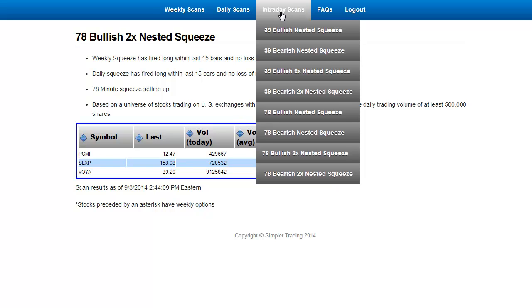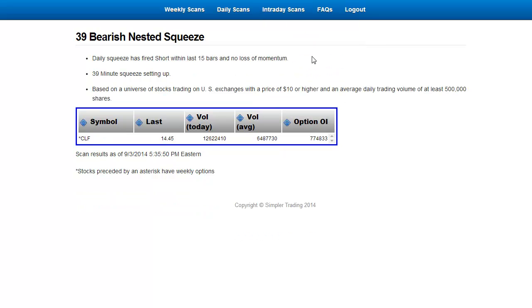And so you can see here that we can do that on the 39-minute chart, bullish nested squeeze, 39 bearish nested squeeze. Okay, so if you click on that, this is the daily squeeze has fired short within the last 15 bars and no loss of momentum, and a 39-minute squeeze is setting up.